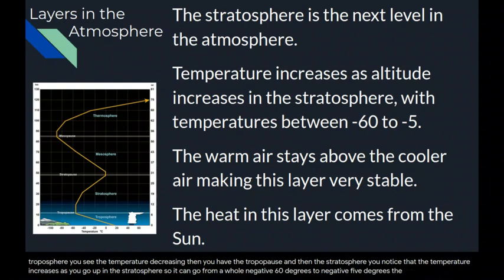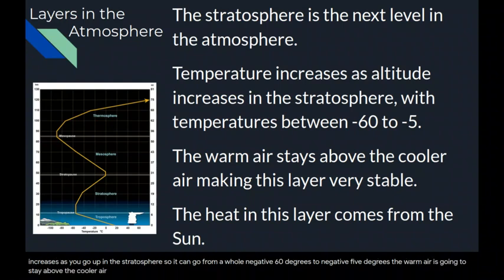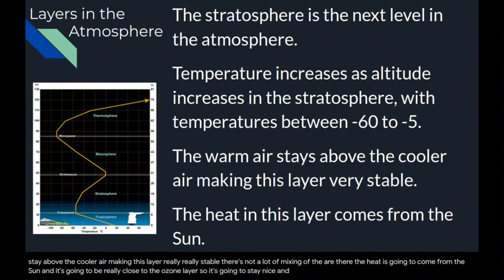The warm air is going to stay above the cooler air, making this layer really, really stable. There's not a lot of mixing of the air there. The heat is going to come from the sun, and it's going to be really close to the ozone layer, so it's going to stay nice and toasty warm there. Toasty warm at negative 5 degrees, by the way.